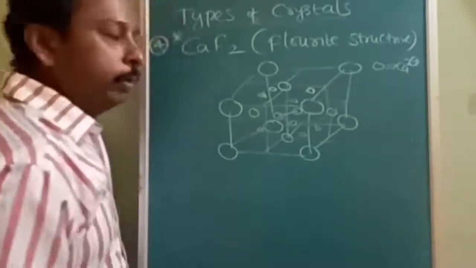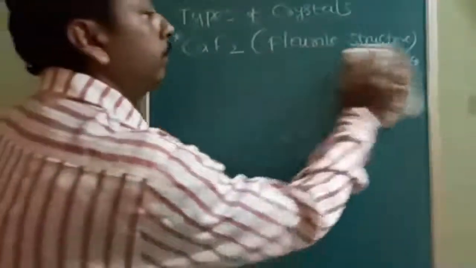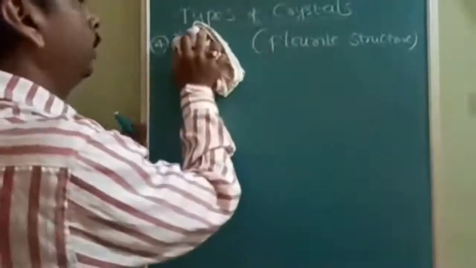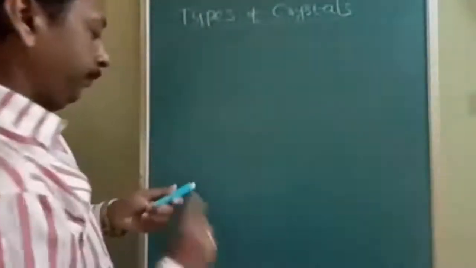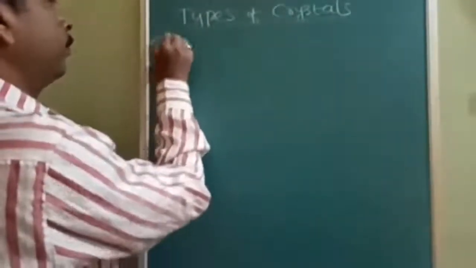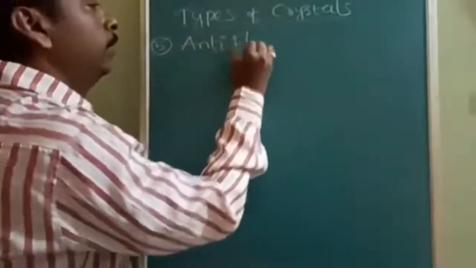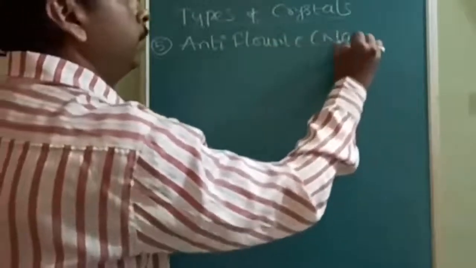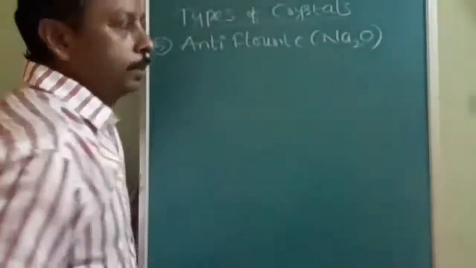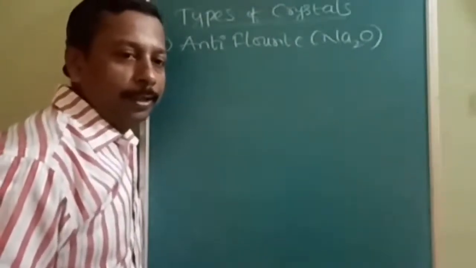Now we are going to complete the anti-fluoride structure. Fifth point is about anti-fluoride. The fifth one is called anti-fluoride. Anti-fluoride structure is Na2O. What is the structure? Na2O. Formula of the anti-fluoride is Na2O.